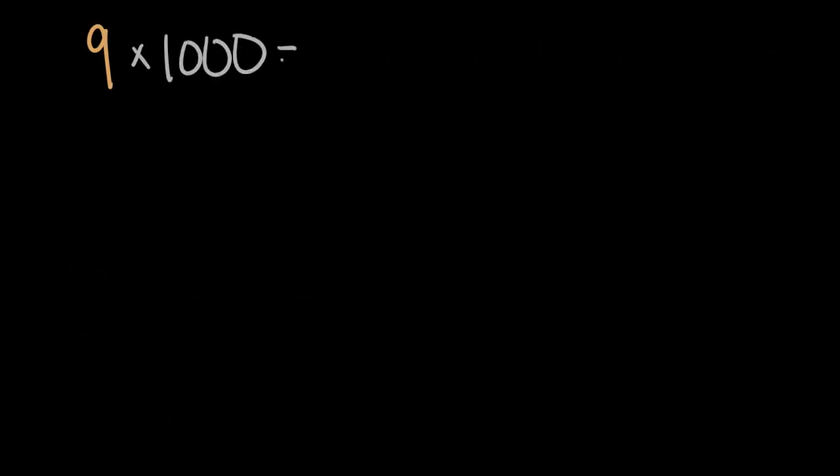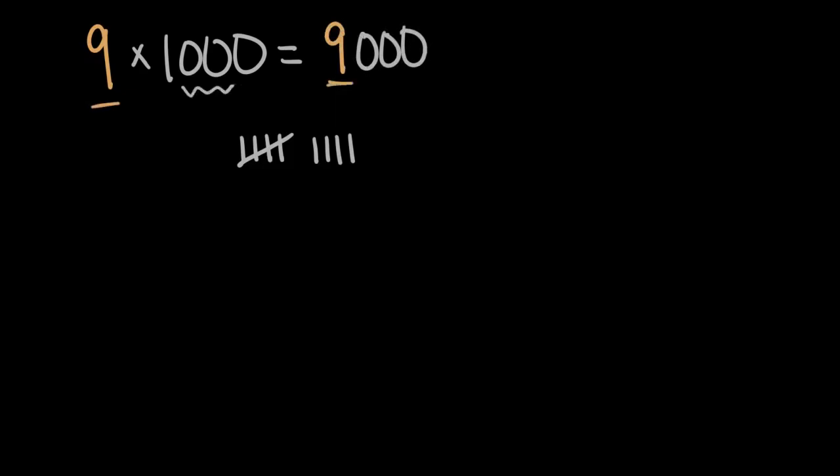Well, we could think of this as 9 thousands, and if we have 9 thousands, then we have 1,000, 2,000, 3,000, 4,000, 5,000, that was 5, 6,000, 7,000, 8,000, 9,000. So when I counted 1,000 9 times, our solution was 9,000. Or looking at the numbers, a 9, our original whole number, with 3 zeros after it. So 9 times 1,000 is 9,000, or 9 with 3 zeros.